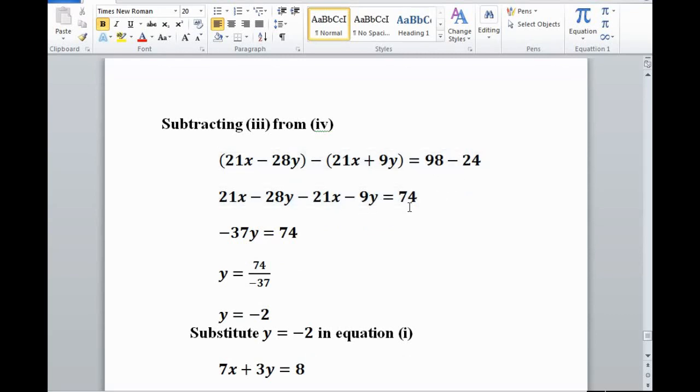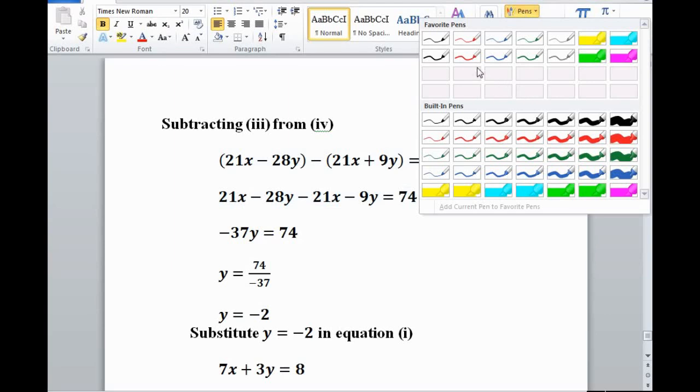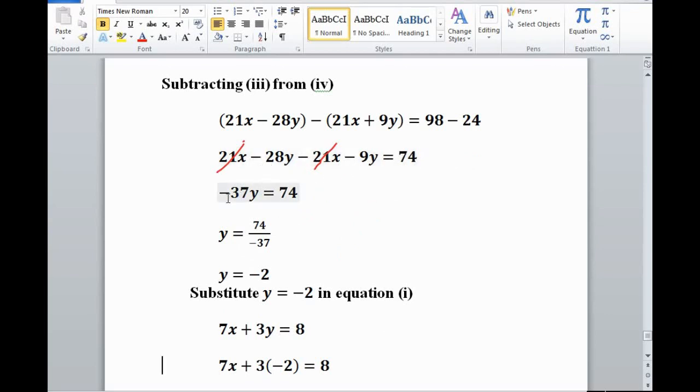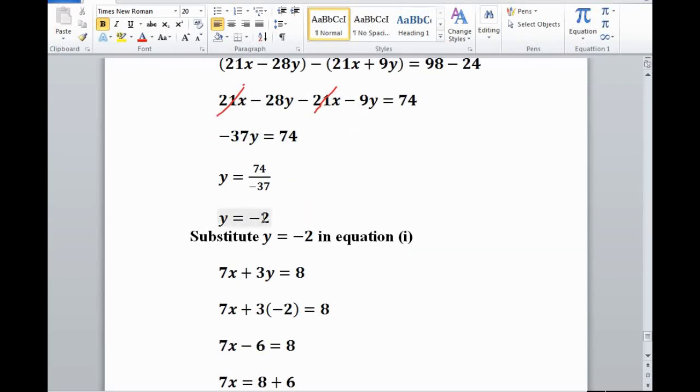Their difference is 74. Positive 21x, negative 21x, they will cancel out. So their difference is 0. And now negative 28y and negative 9y is equal to negative 37y equals 74. And to find y, let's take this negative 37 from left to the right side. So this equation becomes 74 upon negative 37. Since 74 is the multiple of 37, so 37 times 2, 74. So the value of y is negative 2.